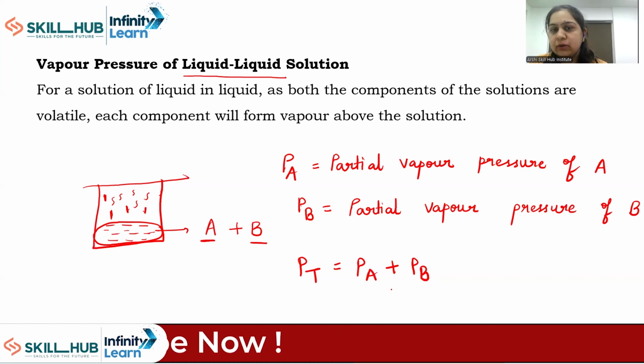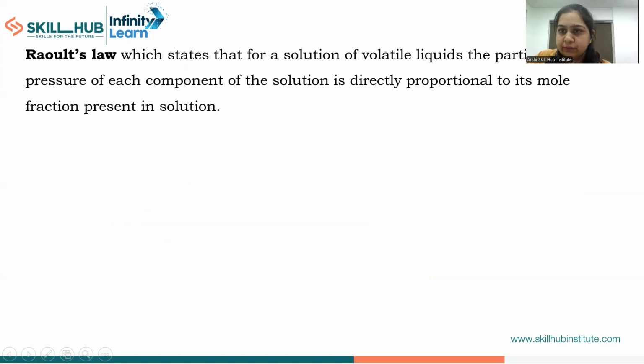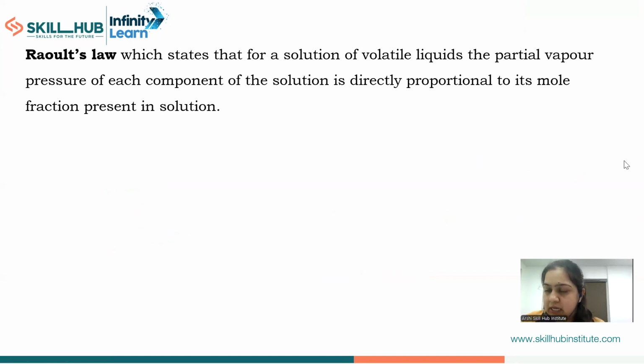So now let us talk about Raoult's law, what Raoult's law had to say about it. Raoult's law states that the partial vapor pressure of A, that is PA, which we have already spoken about, the vapor pressure exerted by A in a solution, is directly proportional to its mole fraction, that is XA. So whatever vapor pressure A will be exerting will depend upon the mole fraction of A. What do I mean by mole fraction of A?